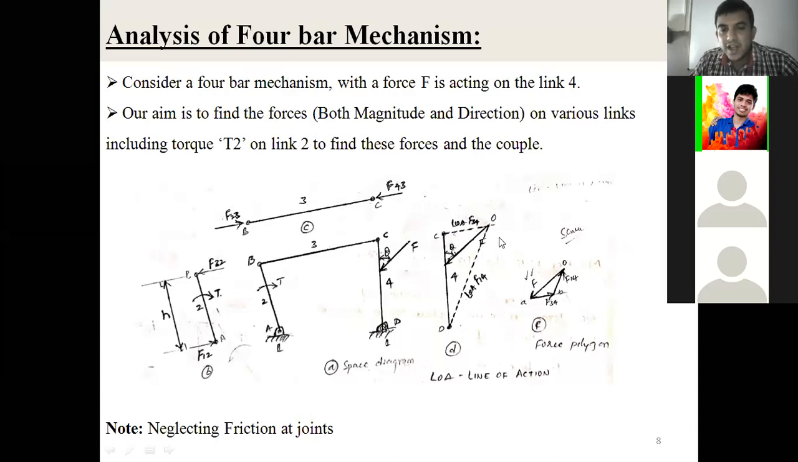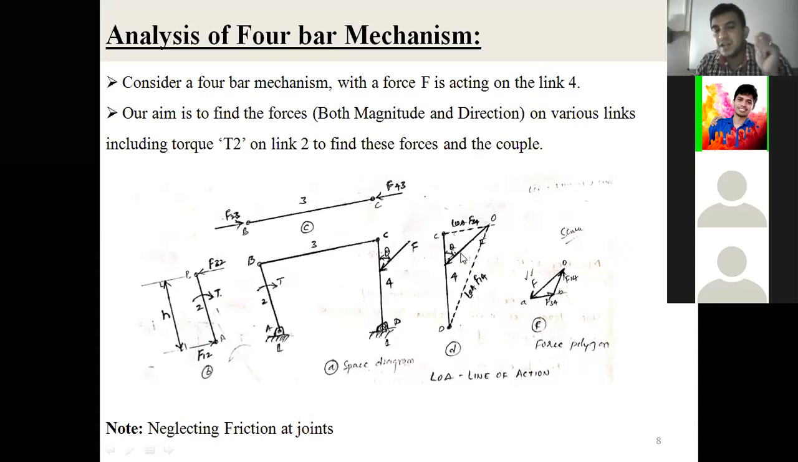Now extend that line and extend the external applied force. The line of action of the external force and the line of action of F34 meet at a point. That point you call O. From the point O, I draw a line that joins the hinge D. That shows the line of action of F13.